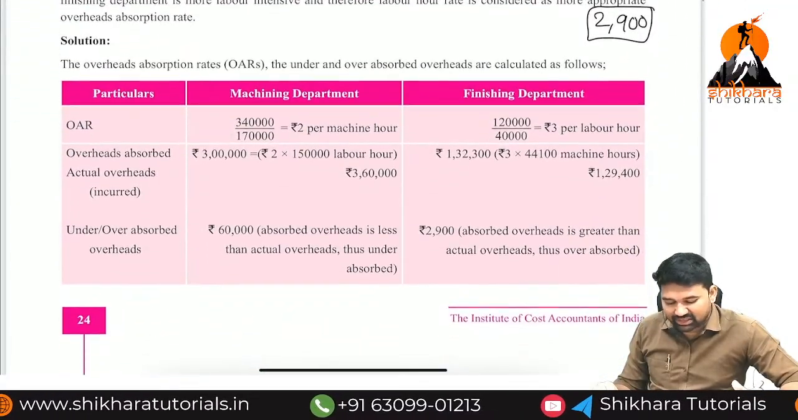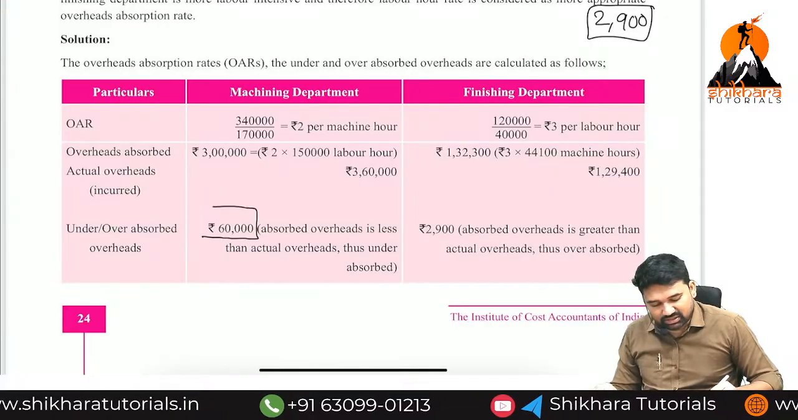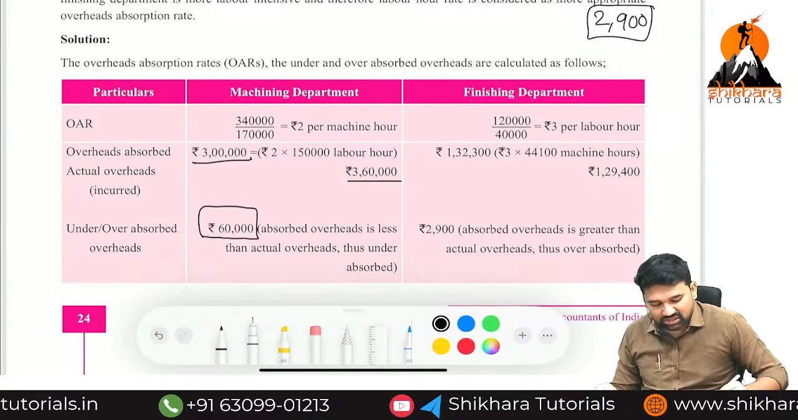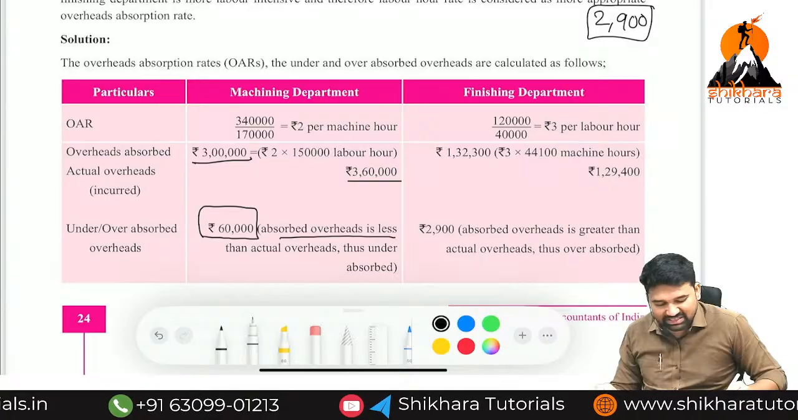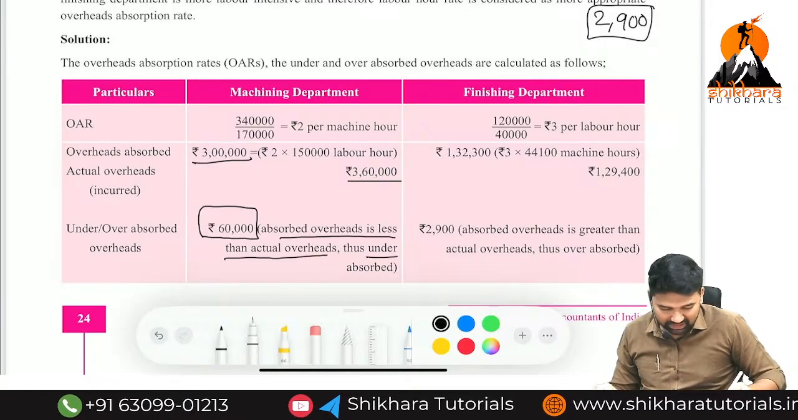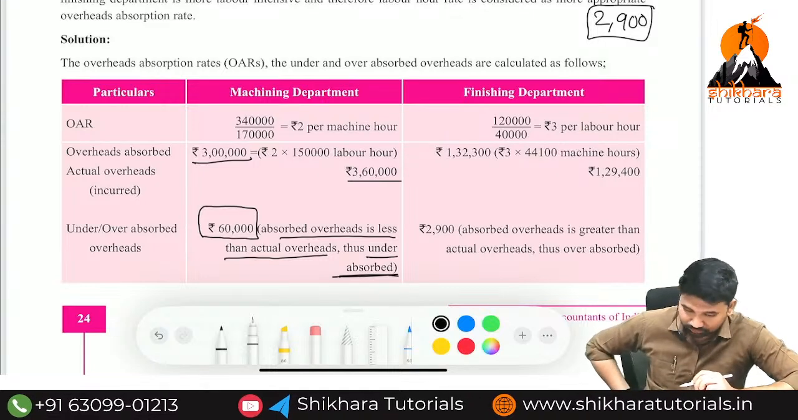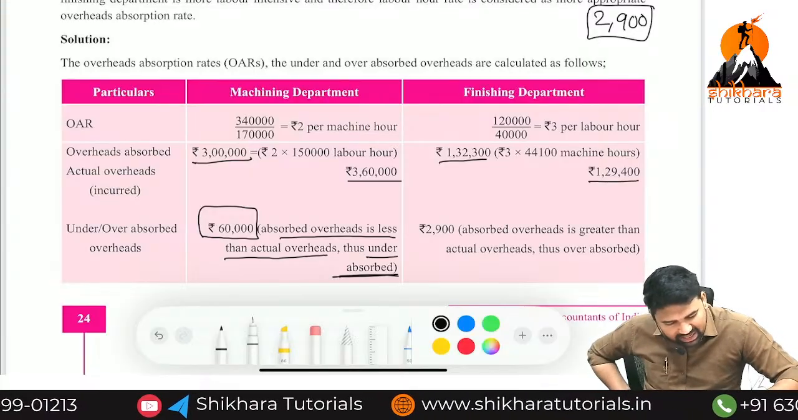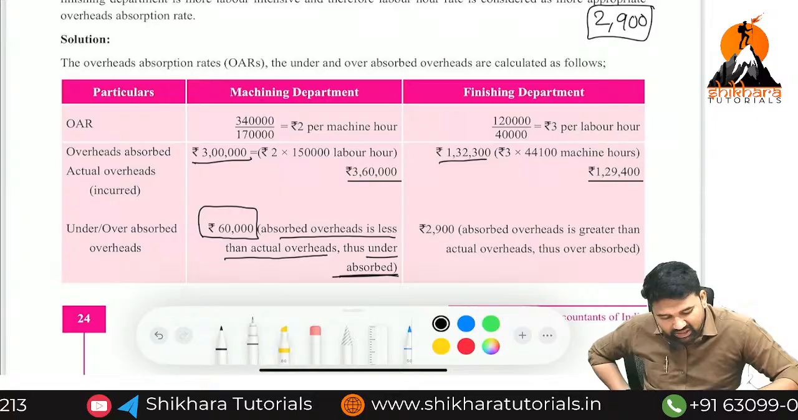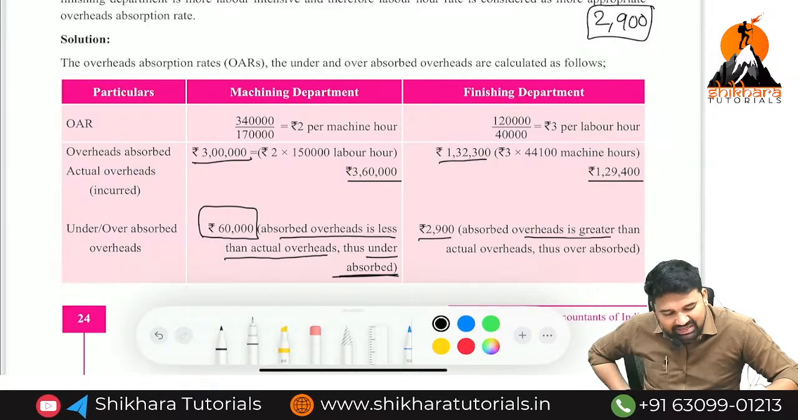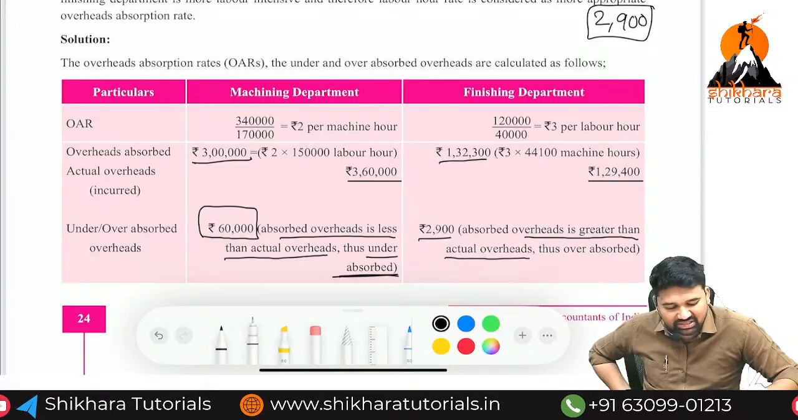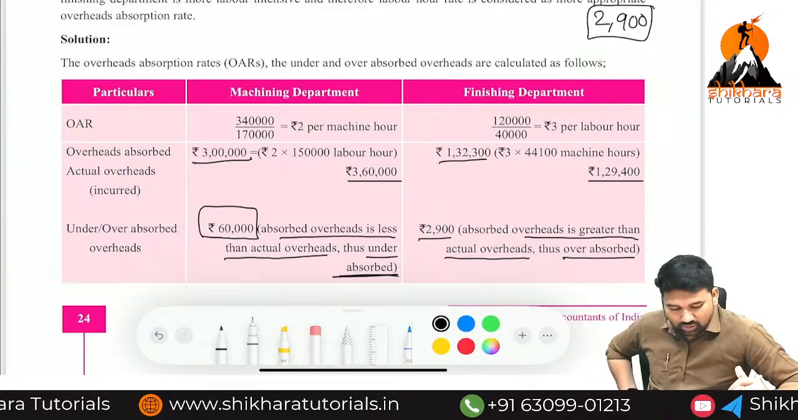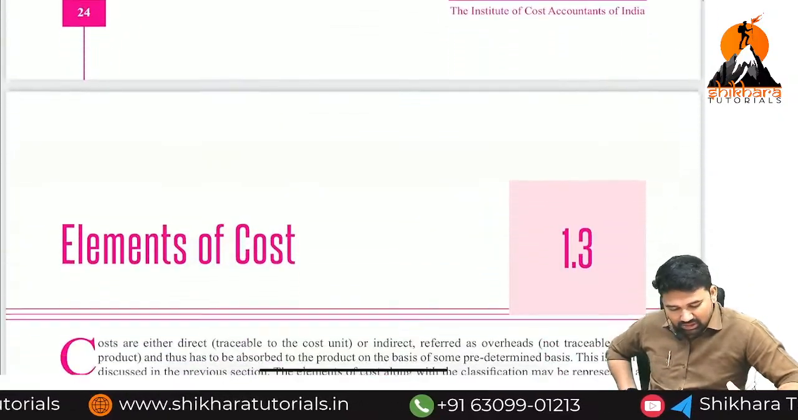Let's check the answer. So what is the answer? 60,000. So how much you have recovered? 3 lakhs out of 3,60,000. So 60,000: absorbed overheads is less than actual overheads. That is under absorption. Whereas in the given case, 1,32,000 you have recovered, but the actual expenditure is 1,29,400. 2,900. Absorbed overheads is greater than actual overheads. Thus, over absorption. Clear?